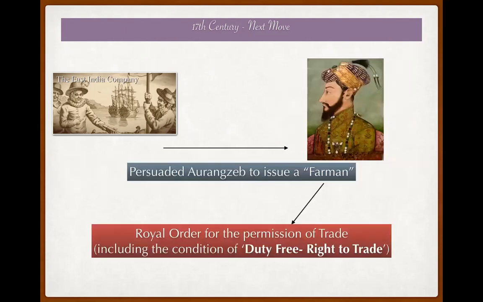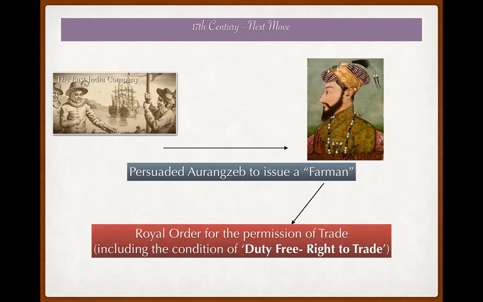Now, thereafter, the East India Company officials, since they were very aspiring and with the motive of expansion in India, persuaded Aurangzeb. Aurangzeb was the Mughal emperor. So they persuaded Aurangzeb to issue them the Farman. The Farman is again a kind of royal charter or royal order which gives permission of trade.